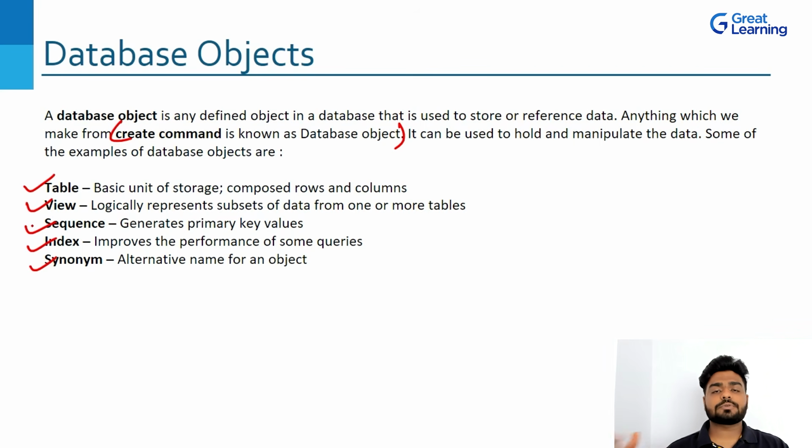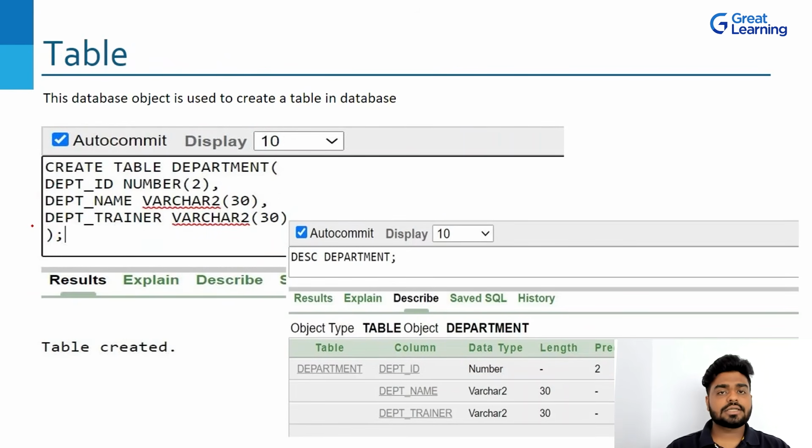Index improves the performance of some queries. We'll try to understand what an index is. And synonym is just an alternative name for any of the objects. So for a table, an alternative name can be there. For a view, an alternative name can be there. For a sequence, an alternative name, that is what a synonym is. So let's start understanding how to create table, view, synonyms, index, and sequence.